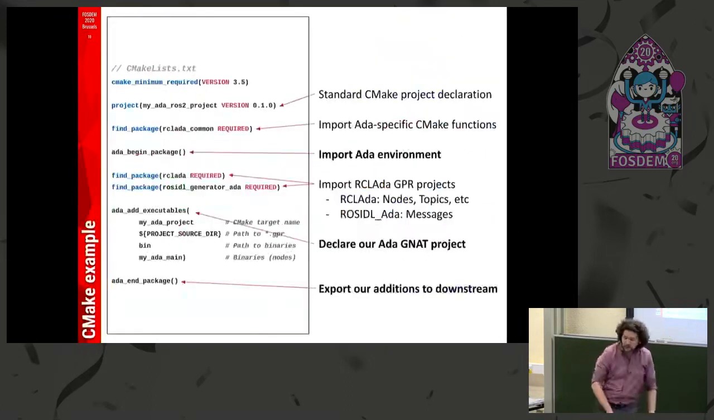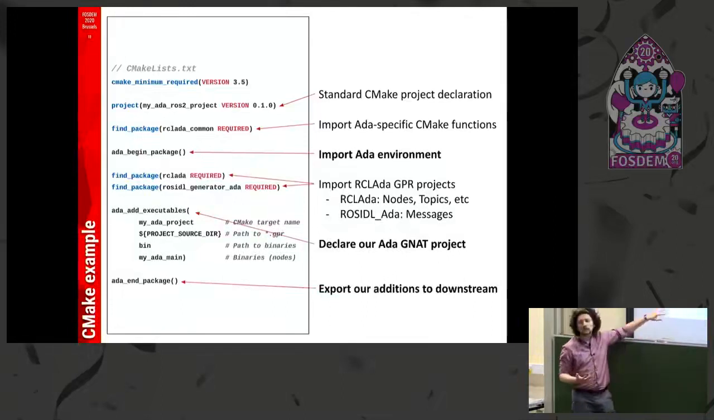How does this look in practice? We have a few new directives, all starting with Ada something. And for example, here you say that you are going to provide an executable with some GPR file. So it's as simple as that. You specify where is your GPR file, and everything should work out of the box. Of course, this is the theory.